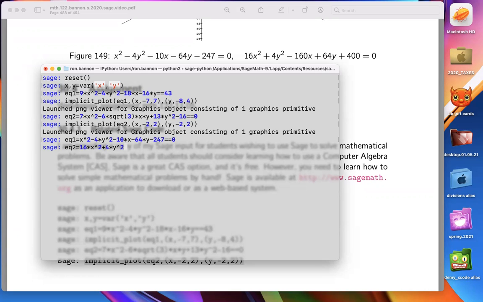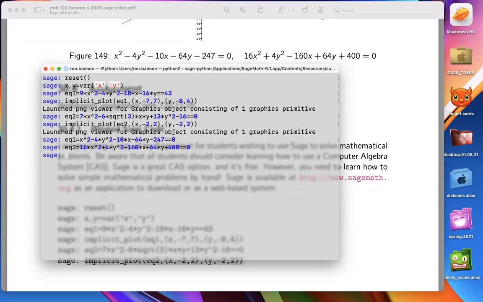Yes, I need to put the star in there. Minus 160x, plus 64y. That's star y, right? And then plus 400 is going to be assigned 0. And that's going to be equation 2.